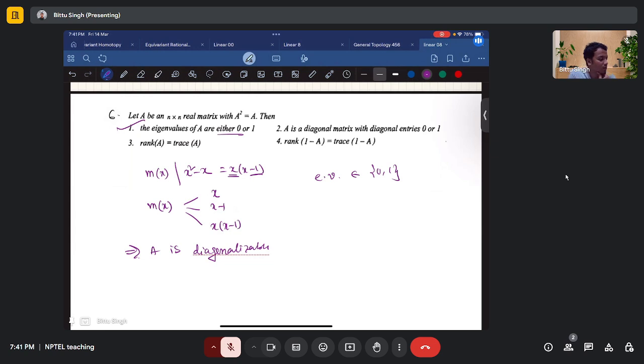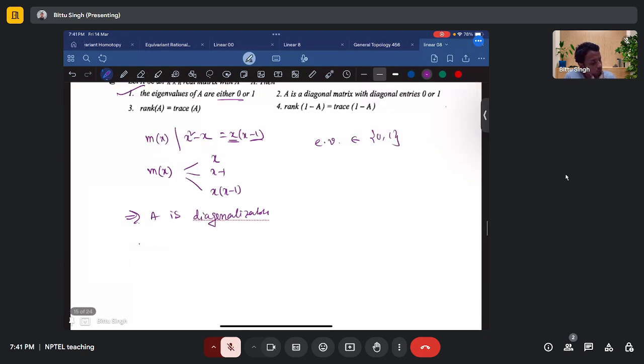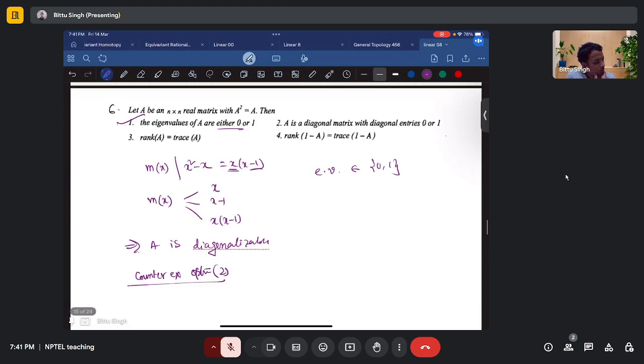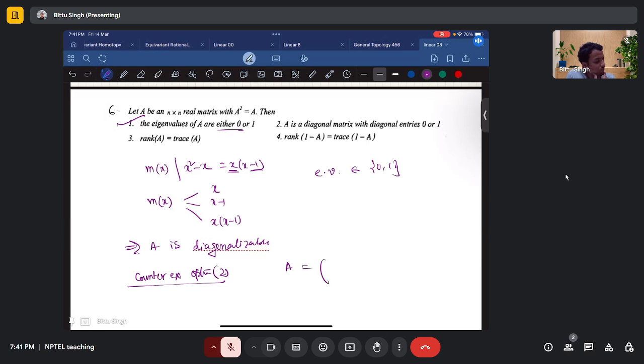But it may not imply that A is a diagonal matrix. For example, take a counter example to option 2. Take this matrix: A is the same as half, half, half, half, a 2 by 2 matrix.